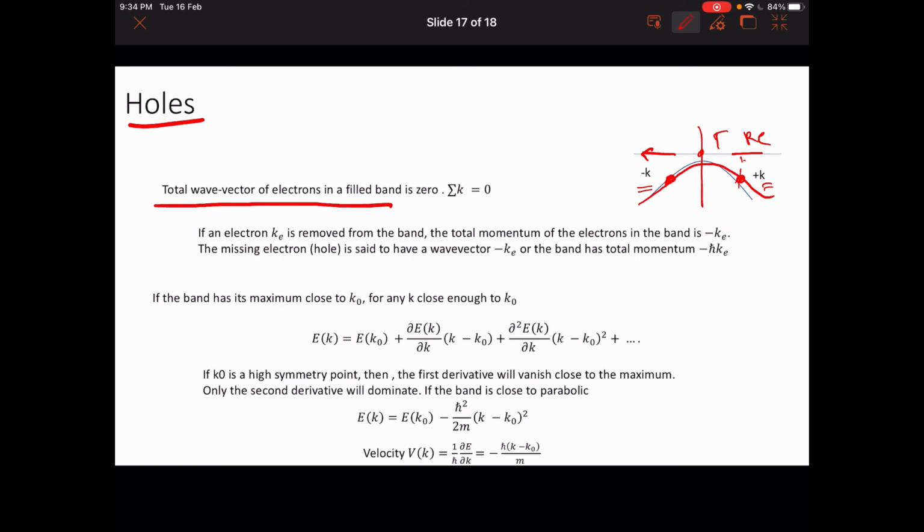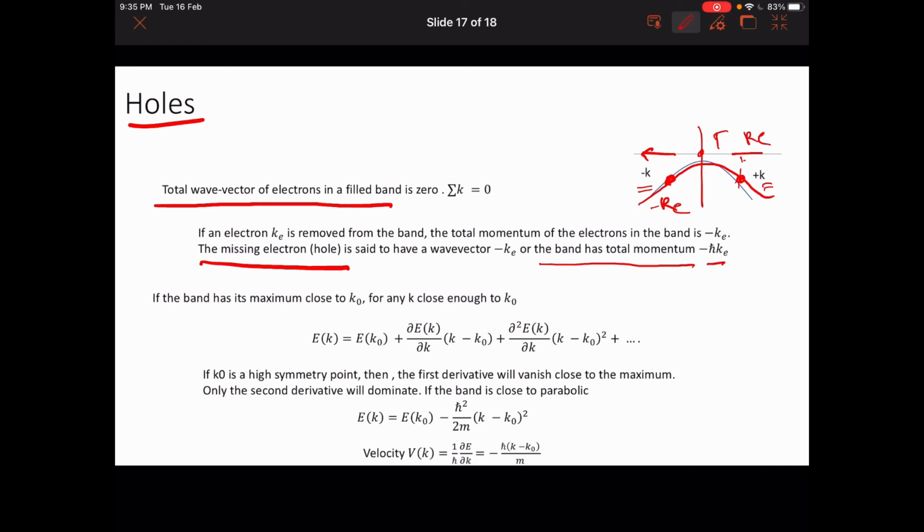Because it still has an electron with minus Ke, but the electron with positive Ke has been removed, right? The total summation of all the K values in this band will turn out to be minus Ke. The missing electron or hole is said to have a K vector minus Ke, or the total momentum of the band is minus h cross Ke.